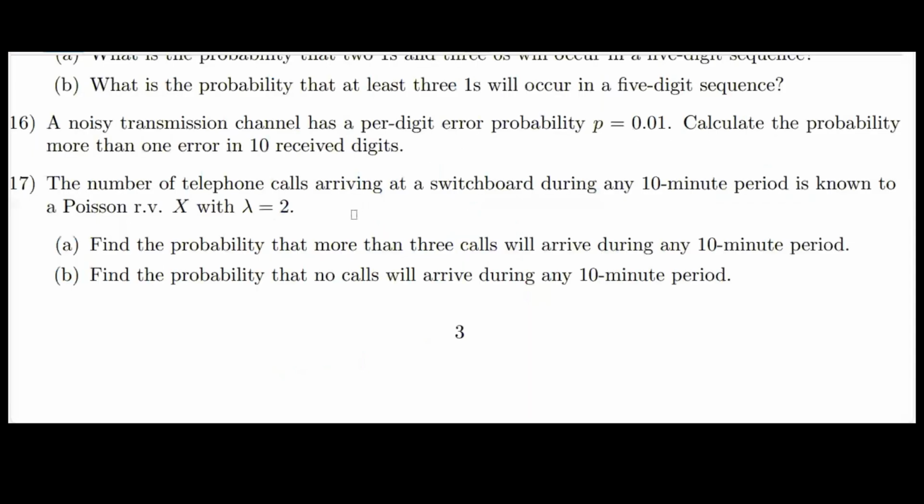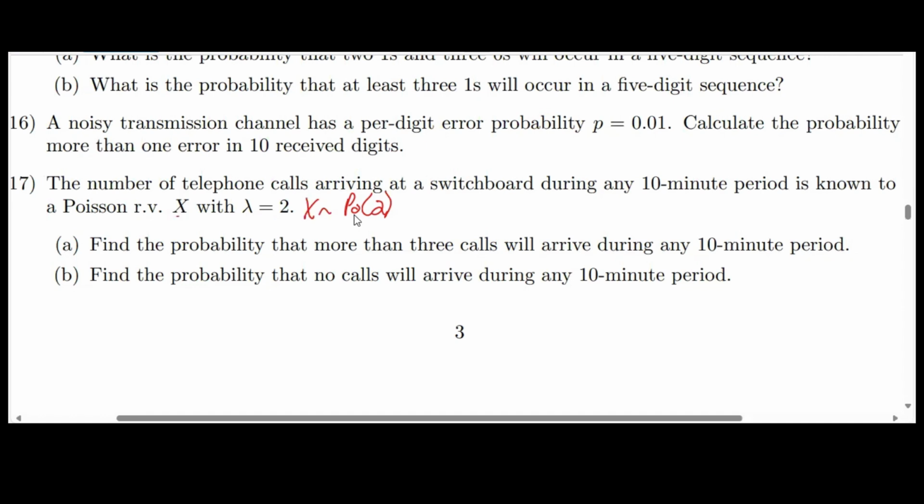So let's try one, and let's write the equation, since we don't have time to do the actual maths. The number of phone calls arriving at a switchboard during a 10 minute period is known to be a Poisson random variable X with parameter 2. So X follows a Poisson distribution with lambda being 2. What is the probability that more than 3 calls will arrive during any 10-minute period?